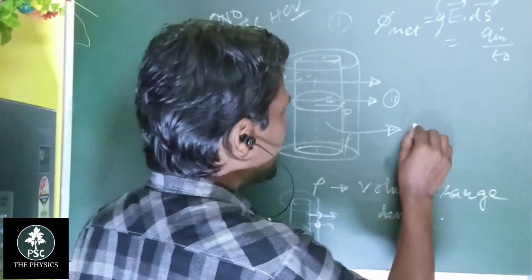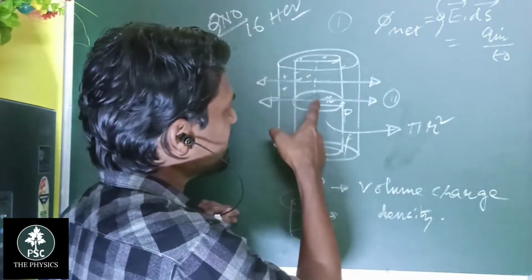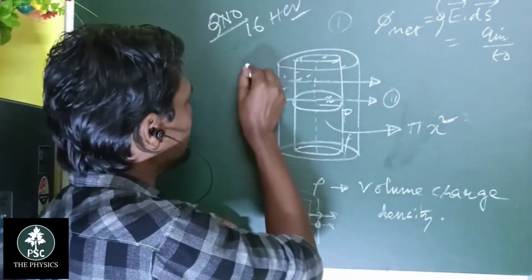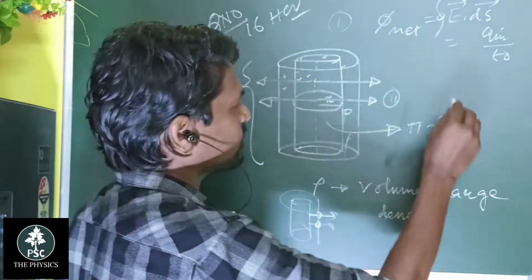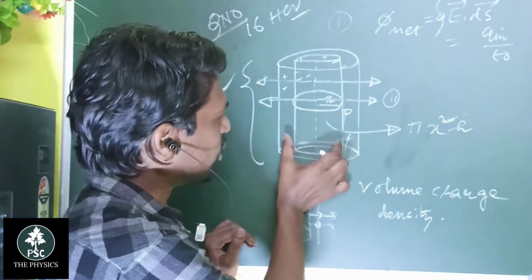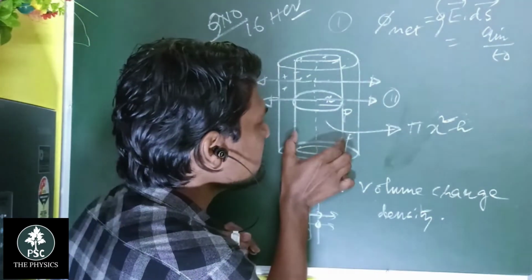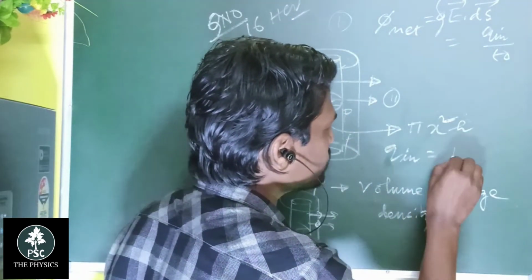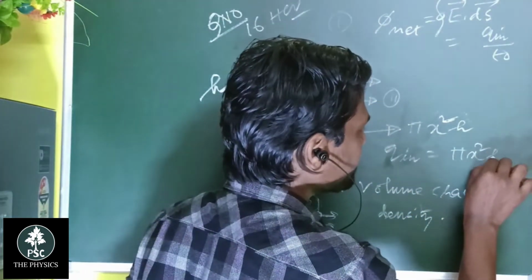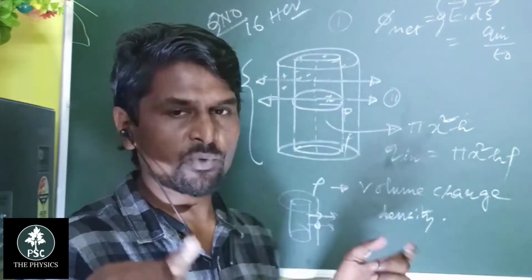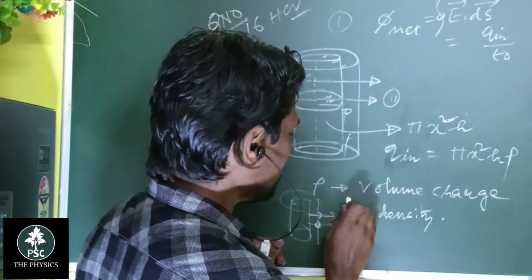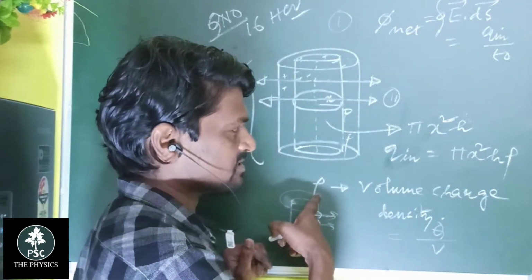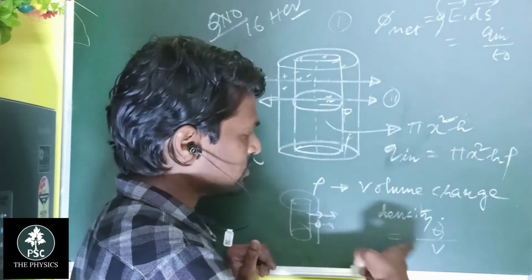So it is pi r squared. Here x is the distance, so pi x squared into h, if we take this as h. You can write pi x squared h, and this is the volume. So the charge content within this particular volume, q inside, equals volume into density. Density is total charge by total volume, this is called volume charge density. So charge equals density into volume.